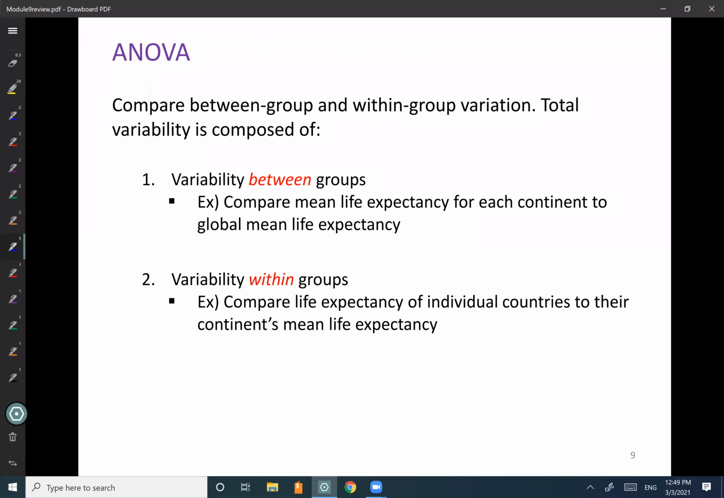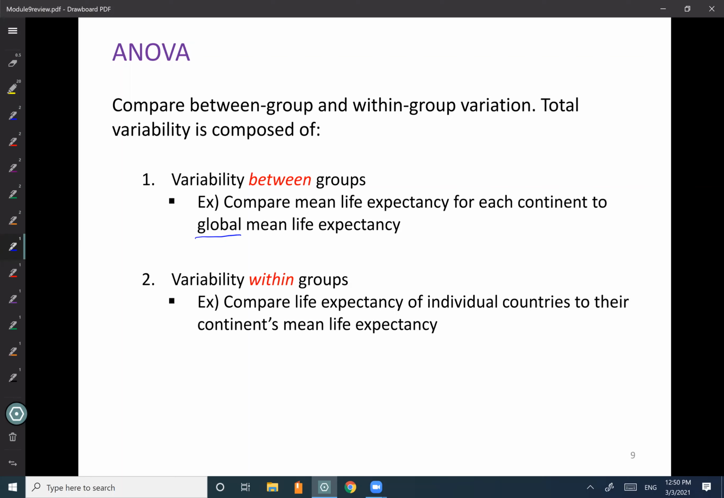we can conduct the test, and how we do this is we compare the between group and the within group variation. The total variation is comprised of these 2 sources of variability. One is the variability between the groups. For example, we can compare the mean life expectancy for each continent to the global mean life expectancy. The global mean is also called the grand mean or the overall mean. So that would be the mean of all the countries, 193 countries.